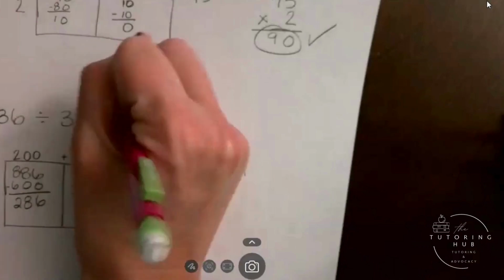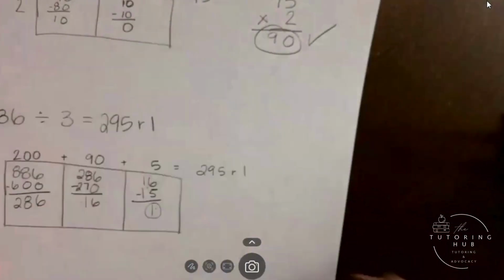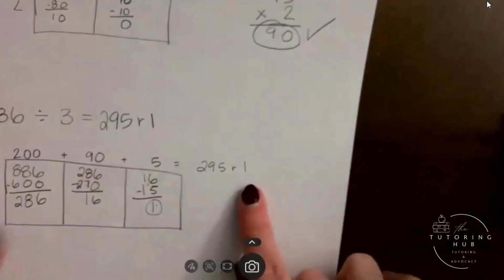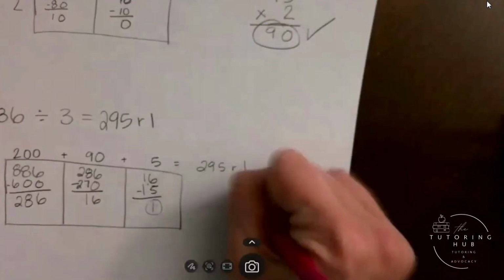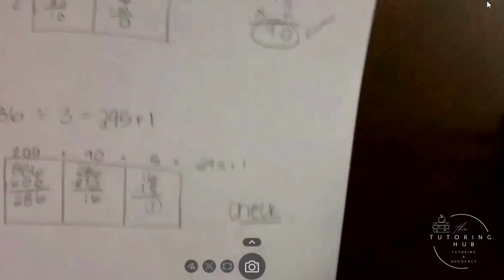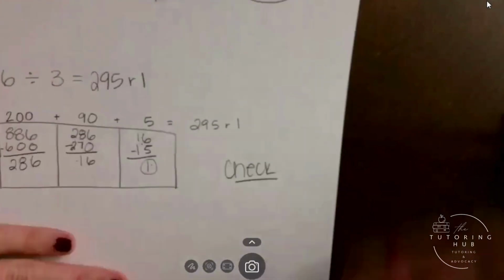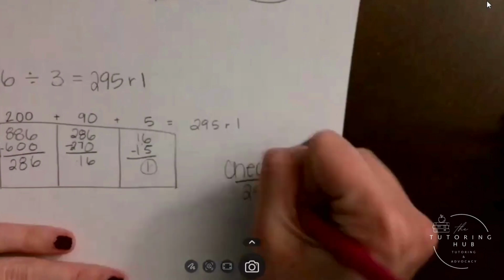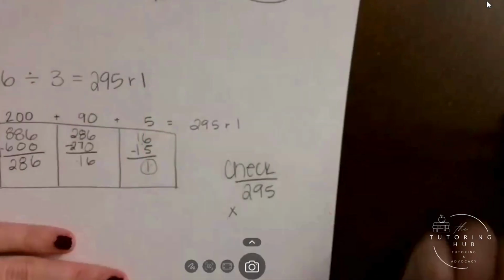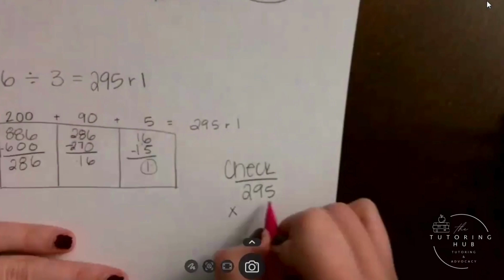So here's our quotient. 295, a remainder 1. Now, if we're unsure if this is our answer because we think we might not should have a remainder, we can do a quick check. So, what is the opposite of dividing? If you said to yourself multiplying, you are correct. So we're going to take our quotient, which is 295. We're going to ignore our remainder for right now. We're just focusing on our whole number. Times 3, because that's our divisor.